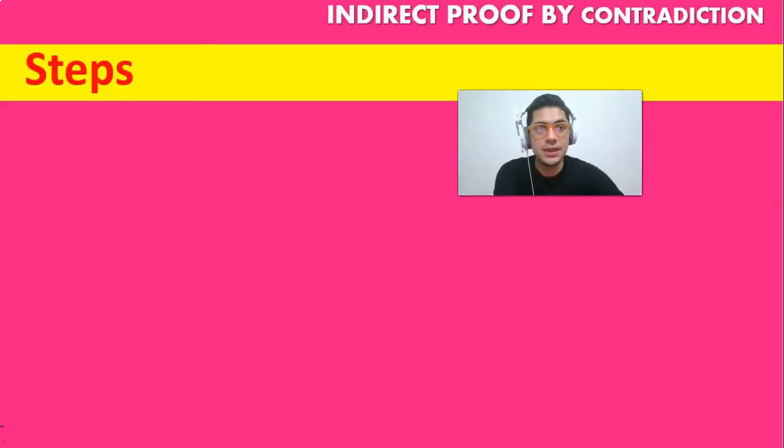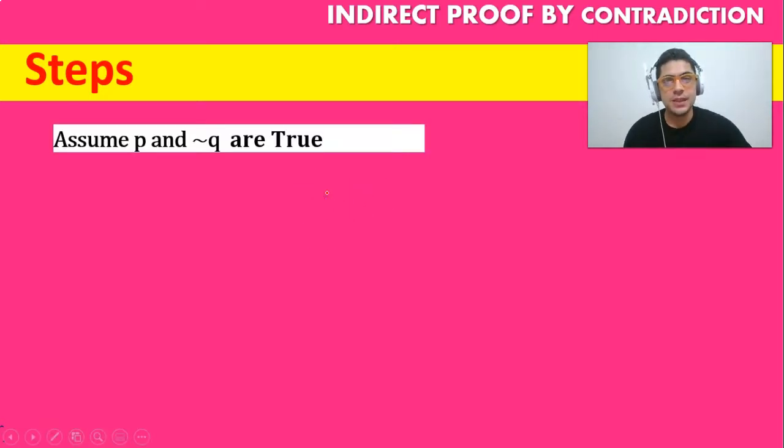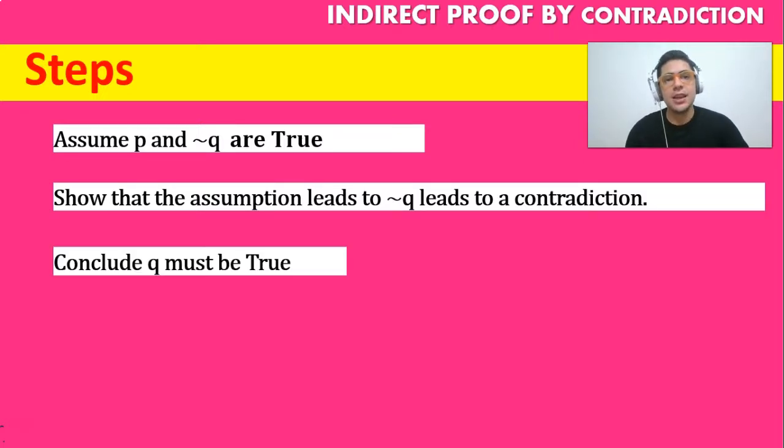So guys, the first thing we're going to be learning is actually the steps of how to do an indirect proof by contradiction. We have basic 3 steps. The first one is that we're going to assume that the hypothesis and the negative of the conclusion are true. When we do that, we're going to show that because the negative of the conclusion reaches a negative of the hypothesis, that means that we have reached a contradiction because we just assumed that P, or the hypothesis, was true. And after that, when we have reached a contradiction, we must say that Q was true.